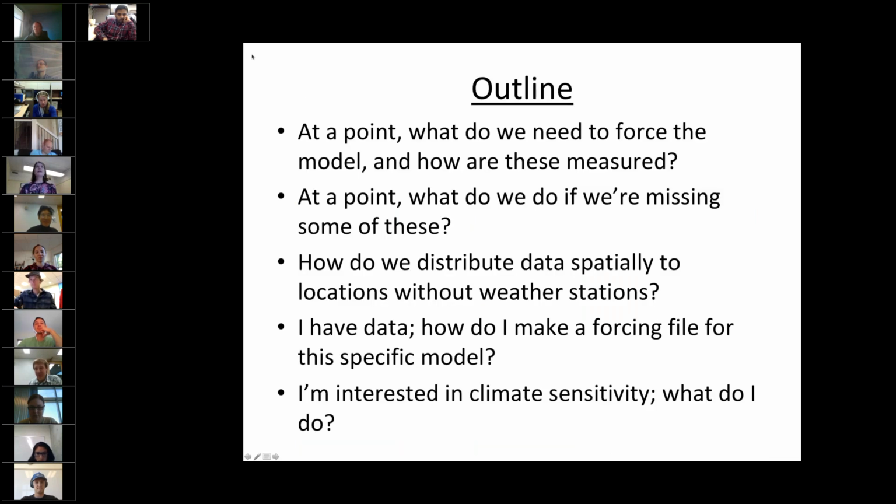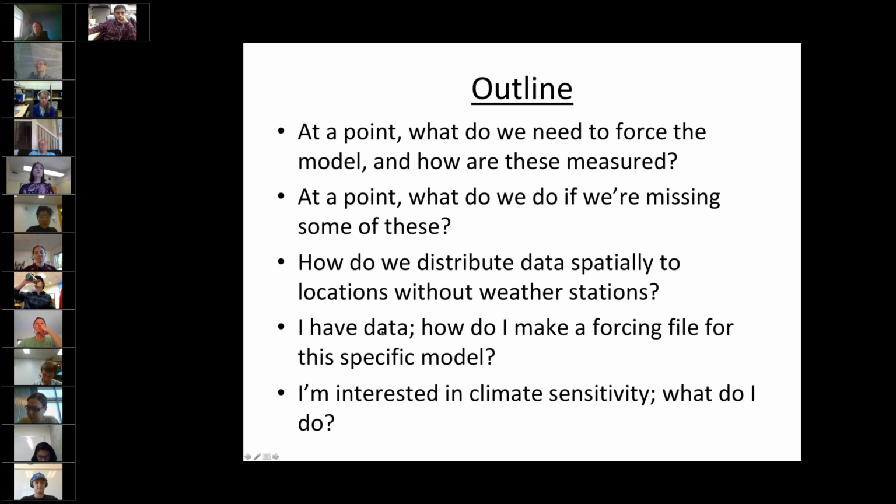All right, so here's an outline of what I'm going to go through. We're going to start with just a point. We're just going to be modeling snow at a point. What do we need to force the model, and how are these measured? And then, because your model is going to require continuous data all the time, what do you do if you're missing some data? And then what if you want to run a distributed model and distribute your data spatially? So you maybe have a good weather station at one spot that you need to extrapolate to other places.